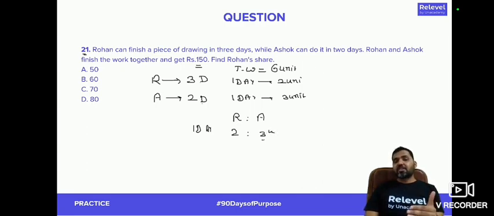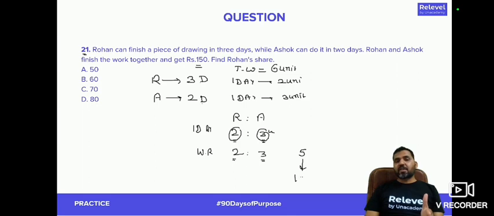You can see that Ashok is doing more work. Somebody who is doing more work will be getting more money. So the ratio of units, the efficiency ratio, is the same as the wage ratio. That means if I'm paying them 5 rupees a day, Rohan will be getting 2 rupees out of it and Ashok will be getting 3 rupees.